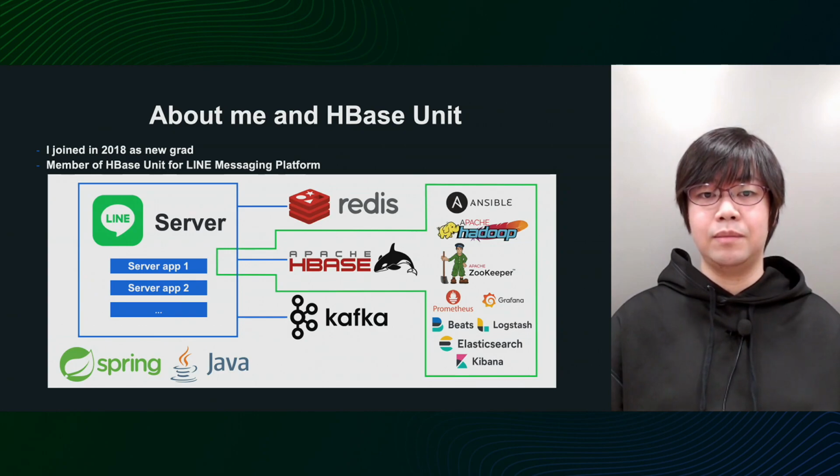What you see in this diagram is the technical stack of the LINE messaging platform on the server side. LINE's server side is comprised of multiple server-side applications, and they are developed using Java and Spring. Each server-side application uses Redis, HBase, and Kafka as data sources.